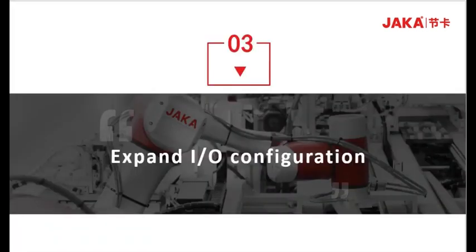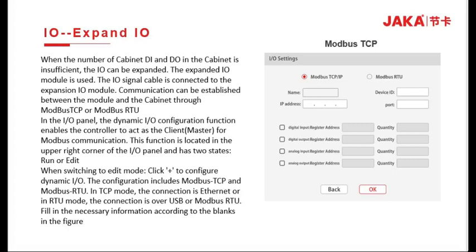Expand the I/O configuration. When the number of physical I/O in the cabinet is insufficient, you can expand the I/O module. Modbus TCP or Modbus RTU can be established between the module and the control cabinet through Modbus. For details about the Modbus software, see the instructions for Modbus communication. There is a dynamic I/O configuration function in the I/O panel, so that the control cabinet can act as the Modbus master station.